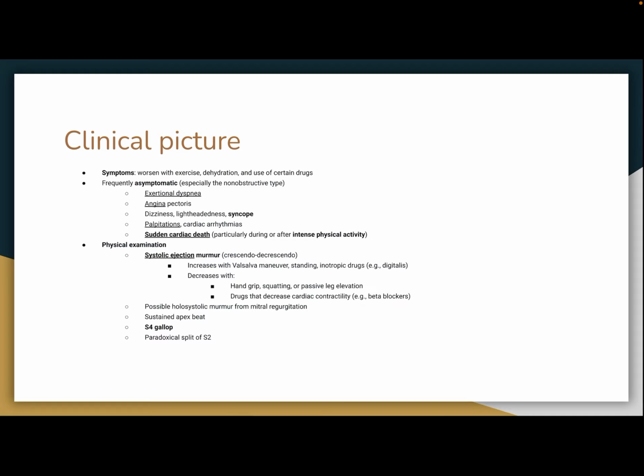The physical examination will reveal a systolic ejection murmur, which is crescendo-decrescendo. It increases with Valsalva maneuver, standing, or with inotropic drugs, for instance digitalis, and decreases with hand grip, squatting, or passive leg elevation. Drugs that decrease contractility, for instance beta blockers, also decrease the murmur. A possible holosystolic murmur from mitral regurgitation can be heard, and a sustained apex beat, or an S4 gallop, or a paradoxical split of the S2 upon auscultation.